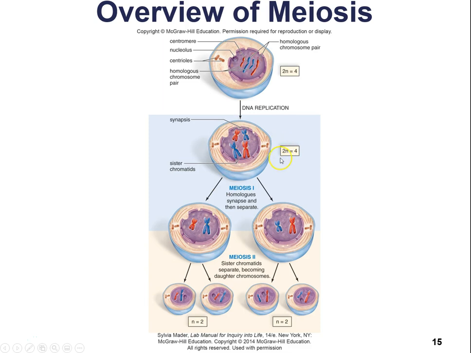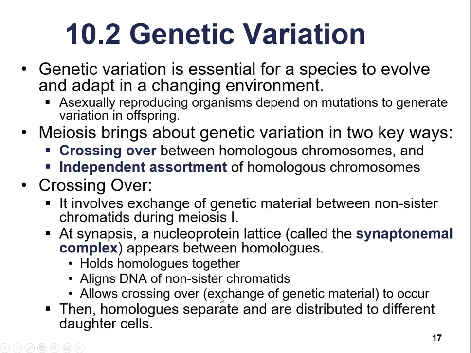So wherever you see 2n, that's diploid. Wherever you see n, that's haploid, okay? Again, remember in our cells, you would have 2n equals 46, and down here, n equals 23, okay? All right, so now let's talk more specifically about that genetic variation that's occurring, okay?